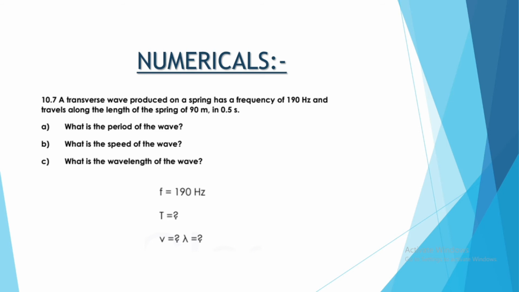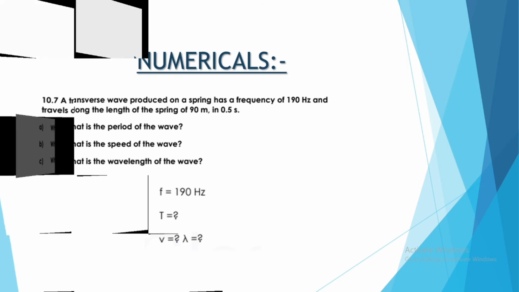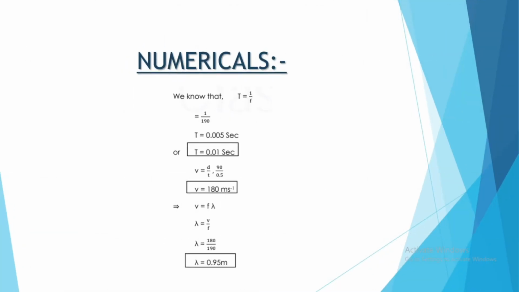If f is equal to 190 Hz, time period is unknown, v is unknown, and lambda is also unknown. So we know that T is equal to 1 upon f. So T is equal to 1 upon 190. T is equal to 0.005 seconds. Now we know that v is equal to d upon t. D is 90 and t is 0.5. So v is equal to 180 meter per second.